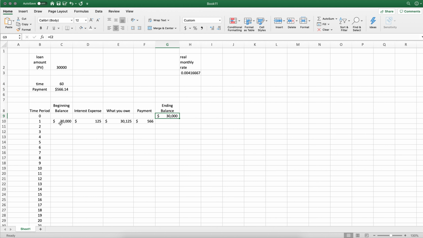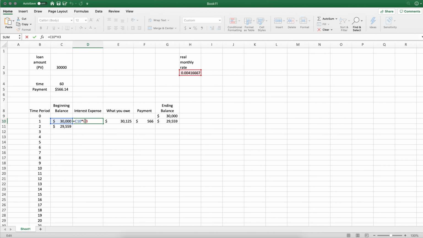Okay, so we have our beginning balance of our loan. The bank charges us this % interest every month. We owe now, after they pay that, $30,125. But we make a payment, and so our balance goes down to $29,559. When we do that, the same thing happens the next period.